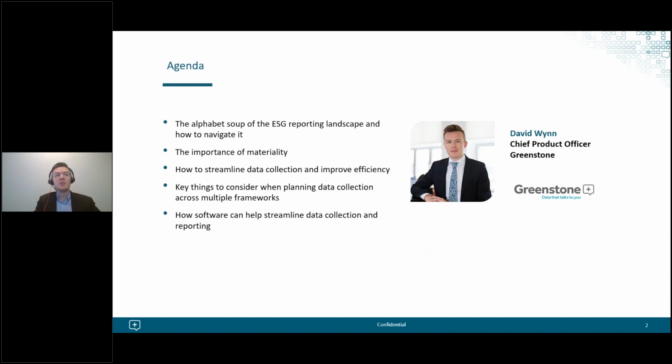And then we'll be getting into some practical thinking about how to streamline data collection and improve the efficiency of reporting, what to think about with different frameworks and standards, and then how technology can help with that as well. So welcome to the session.